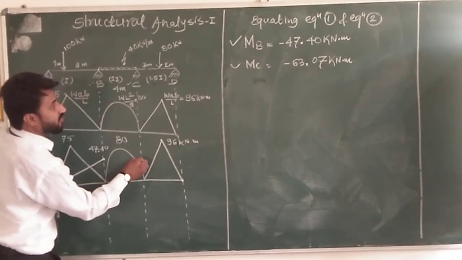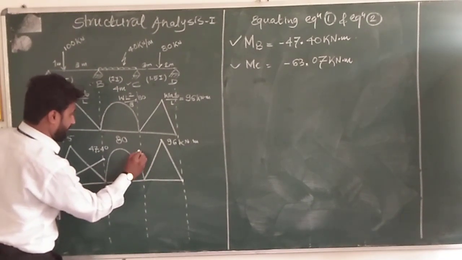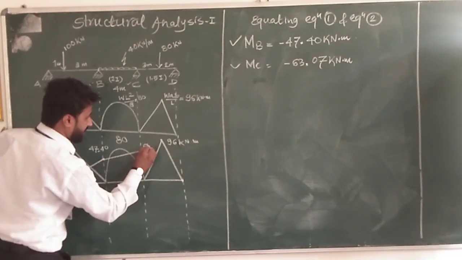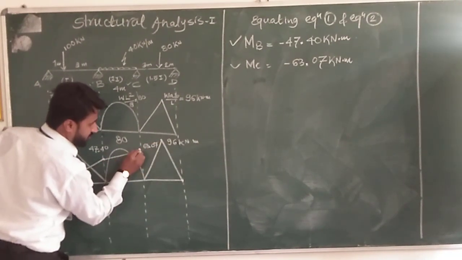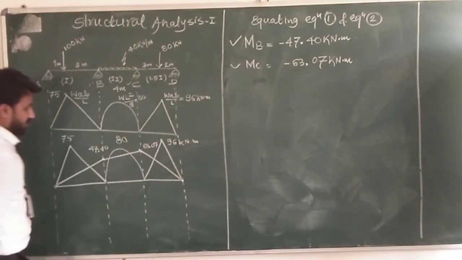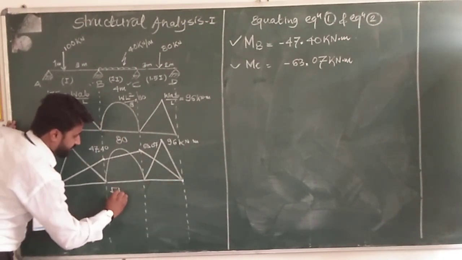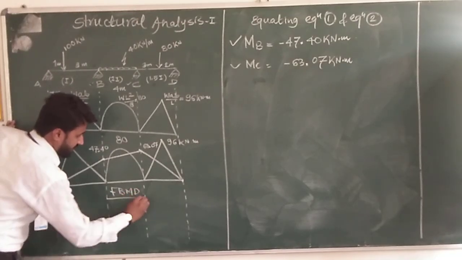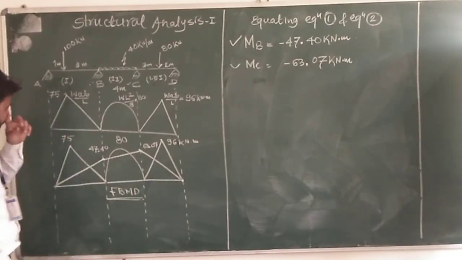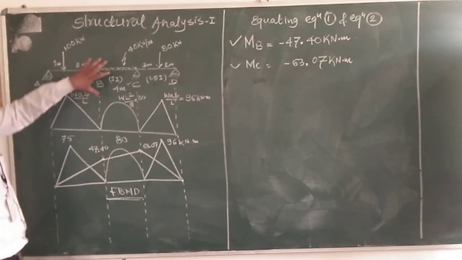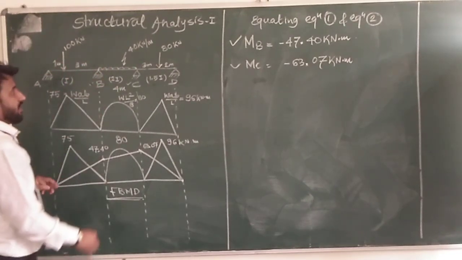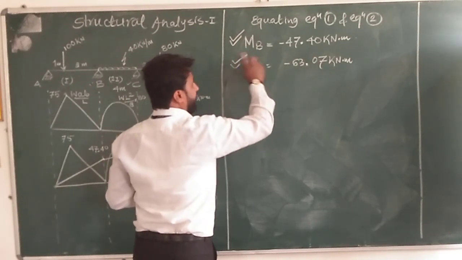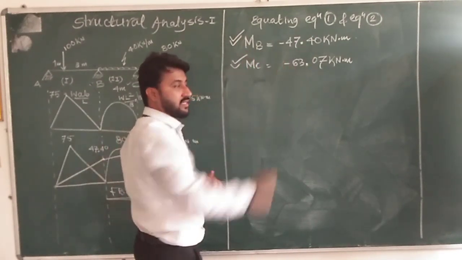Then another value is minus 63.07. So minus 63 is above this. So we have to connect this 63.07 and join this with this 0. So this is the final bending moment diagram. So this is the final bending moment diagram of the three spans A, B, C, D, where we have applied the three moment theorem two times, for span ABC and for span BCD.